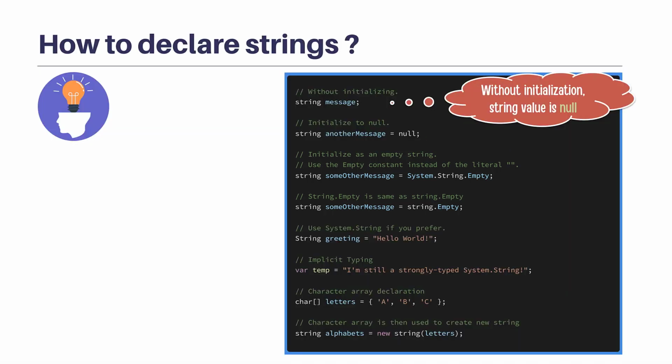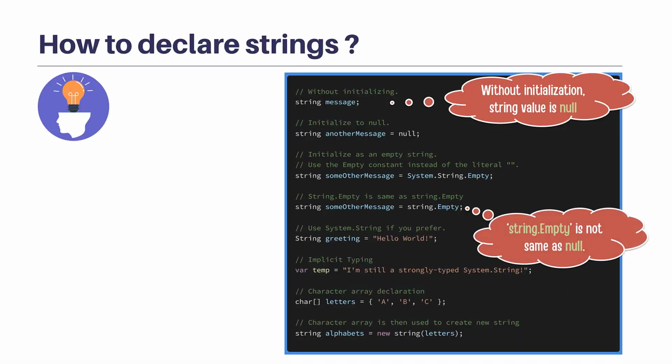Empty strings are different from nulls. When a string variable is assigned null, it means that the string variable is not pointing to any object on the heap. But when a string variable is assigned the value string.Empty, that means an object is created on the heap which doesn't contain any characters, and the string variable is pointing to that object. This string.Empty constant is equivalent to specifying opening and closing double quotes without specifying any characters between them.